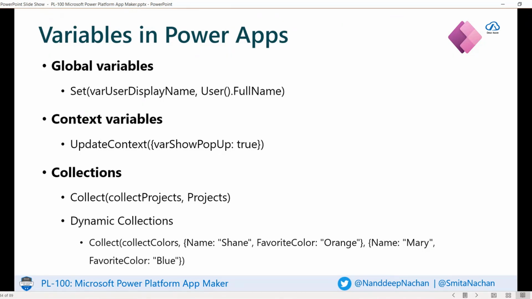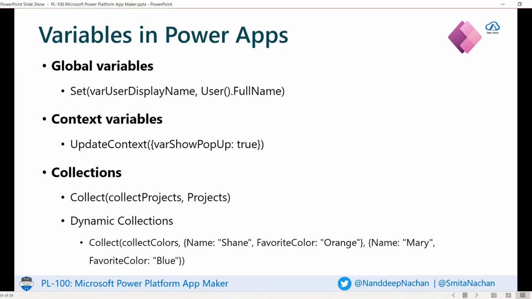The third thing we have is a collection. A collection is a special type of variable for storing a table of data. You can create a collection manually, as we saw with the ClearCollect function in the previous demo, or by loading another data source table into that collection. These collection variables are available throughout your app, like global variables, and they are created using the Collect or ClearCollect function.